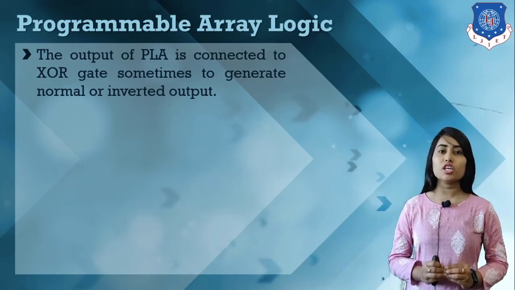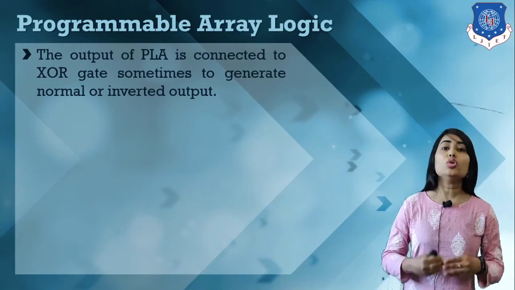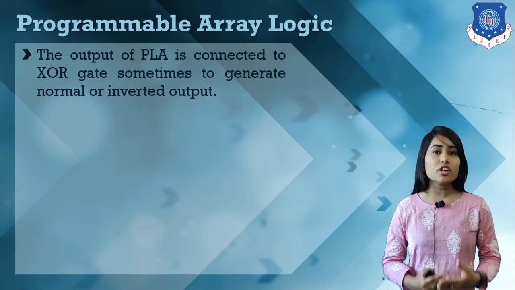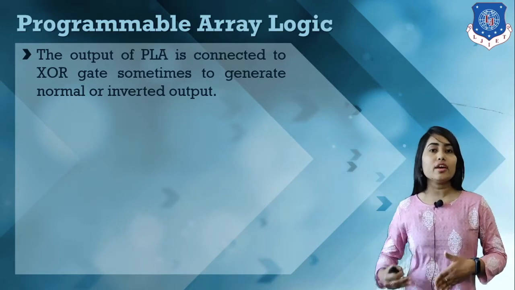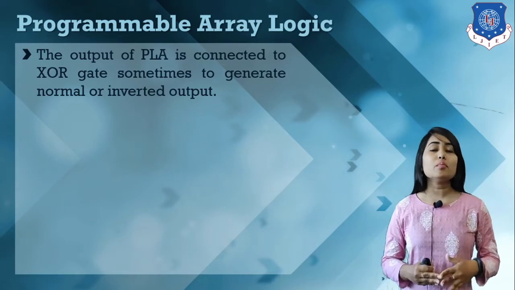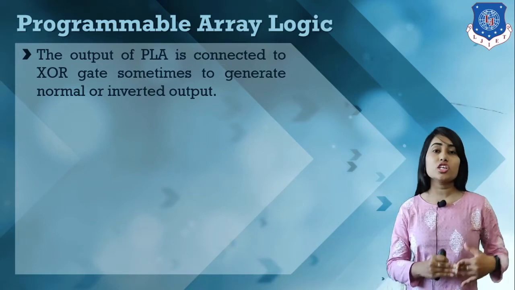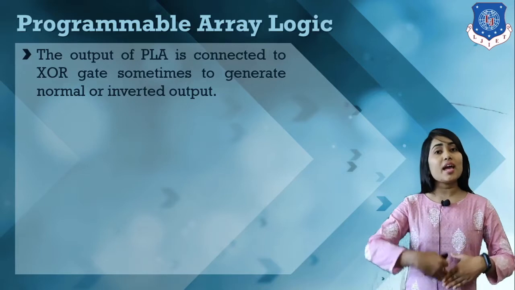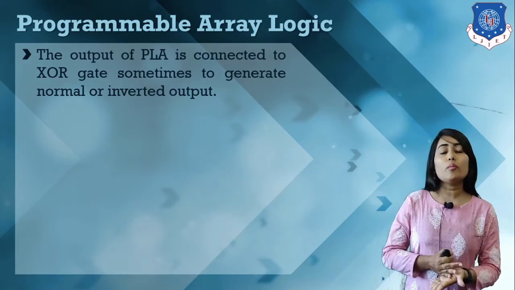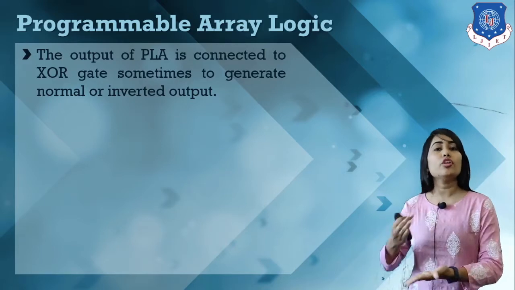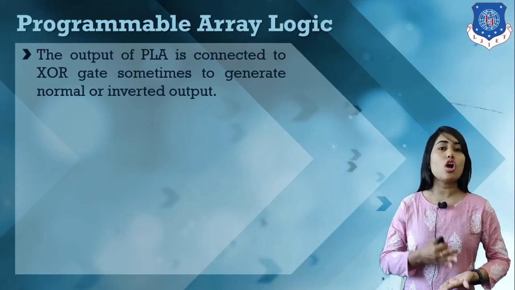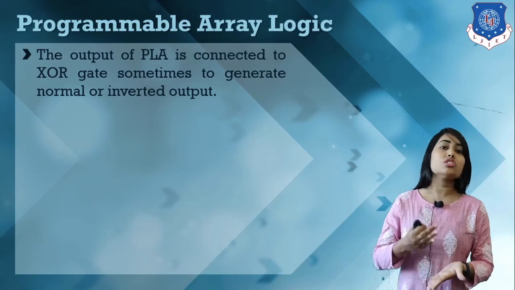Okay, here we use an XOR gate to implement our logical functions either in a normal form or in a complemented form. For example, if we implement logical functions in a complemented form and then we want to convert the complemented form logical function into a normal form, we can use an XOR gate.